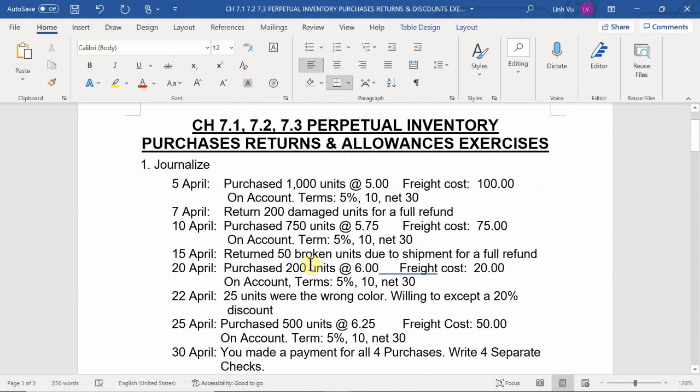The second batch of inventory we purchased on April 10, 750 units at $5.95. But then on April 15, we returned 50 of those items. In this case, I was also given terms. Did I meet my terms? No, right? 10 days from April 10 would be April 20th. So I missed the discount period once again.